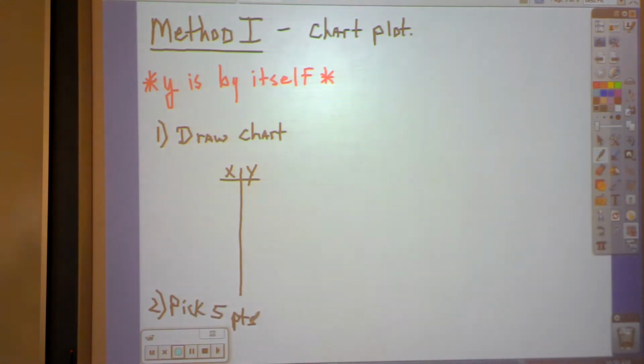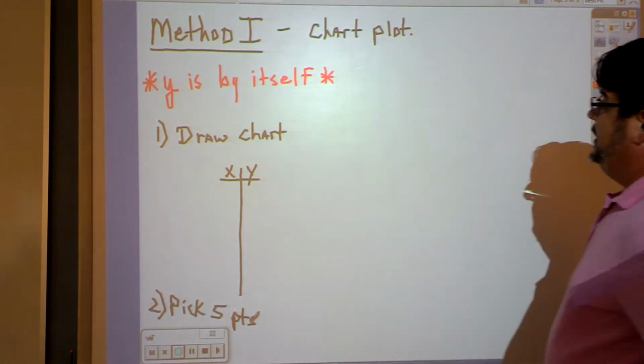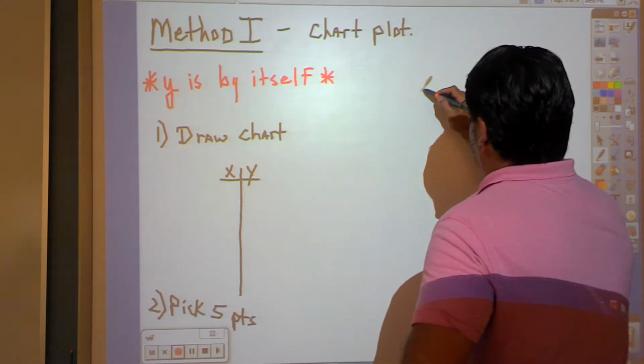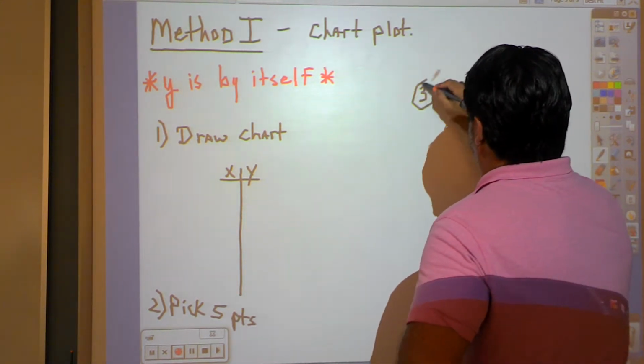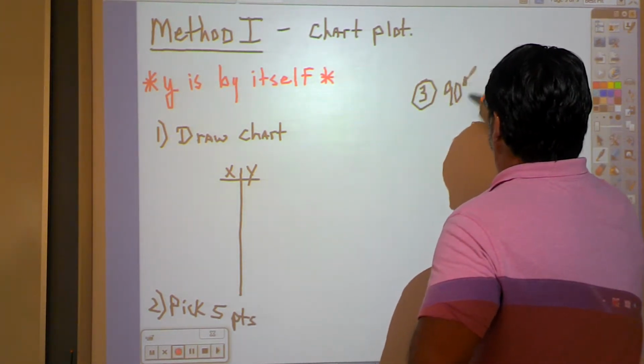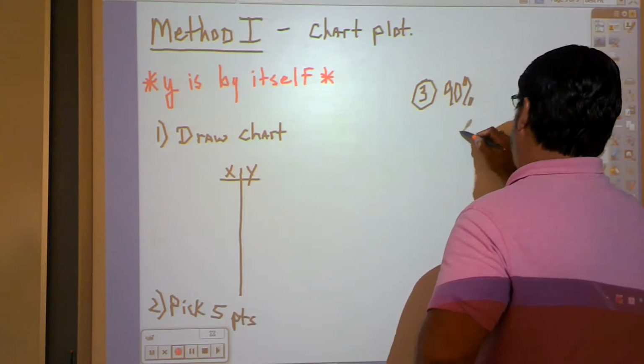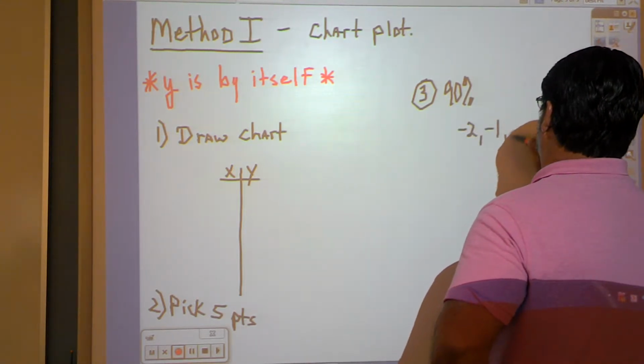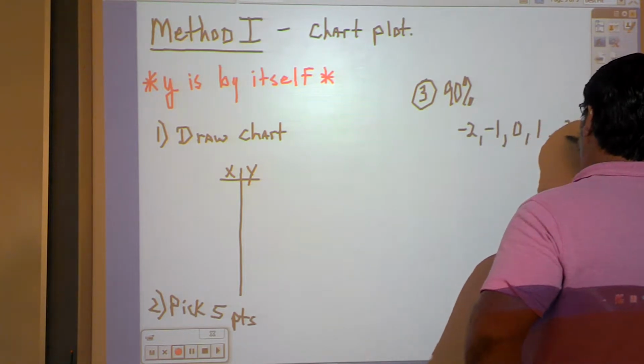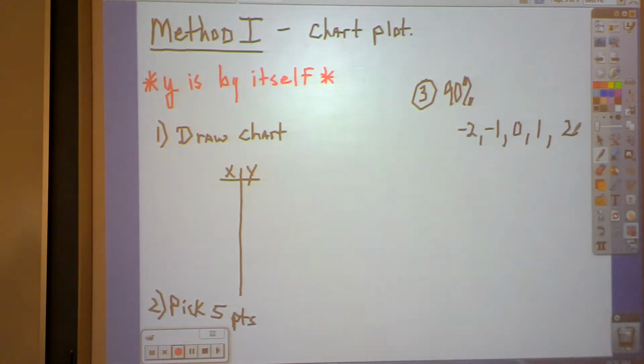But what points do you pick, Hubert? Well, 90% of the time I pick -2, -1, 0, 1, and 2. Now, I want everybody to look at those 5 numbers and tell me why I picked those 5 numbers or why I wrote them like that. There's 3 or 4 reasons that I picked those 5 numbers, and there's 1 or 2 reasons that I wrote them like that.